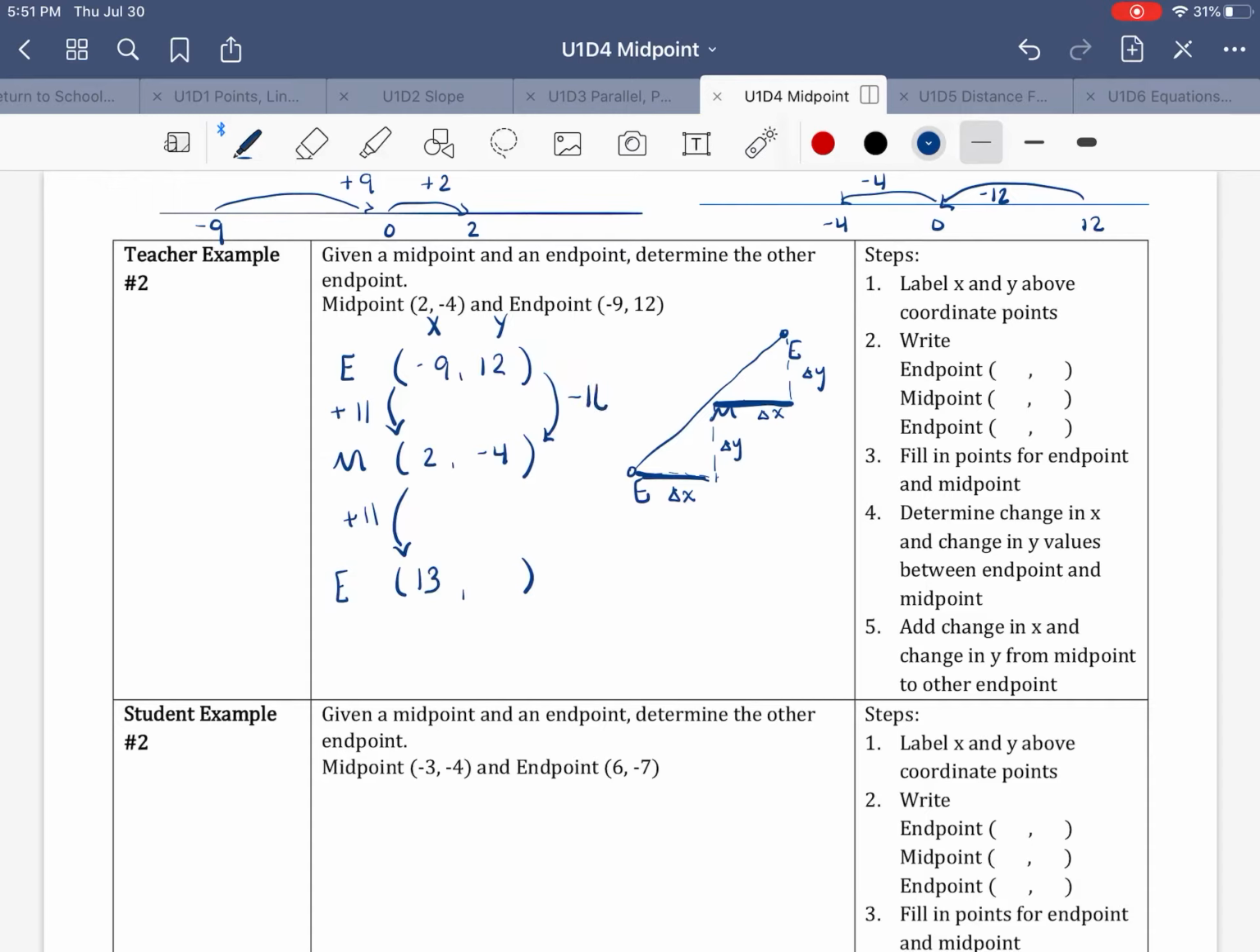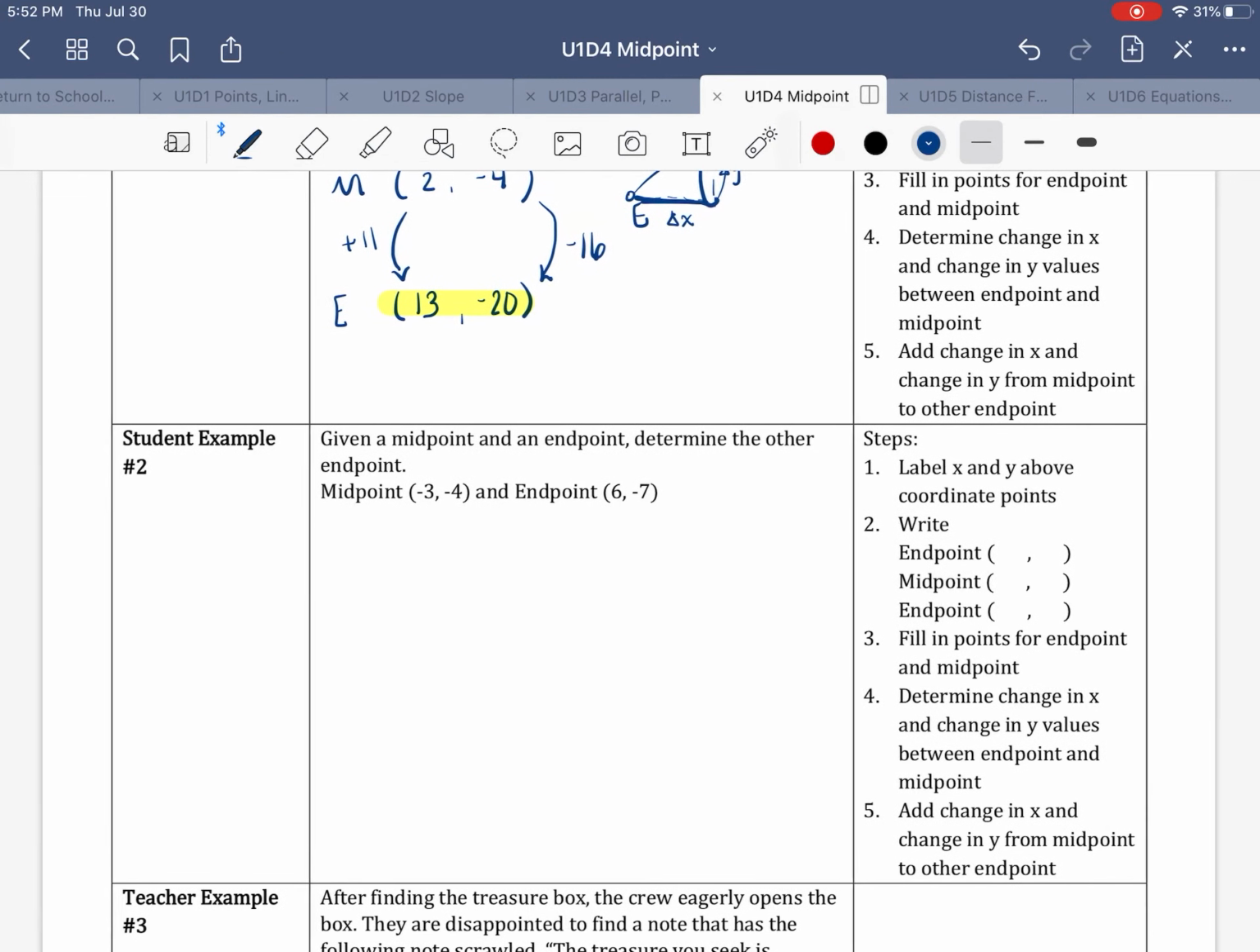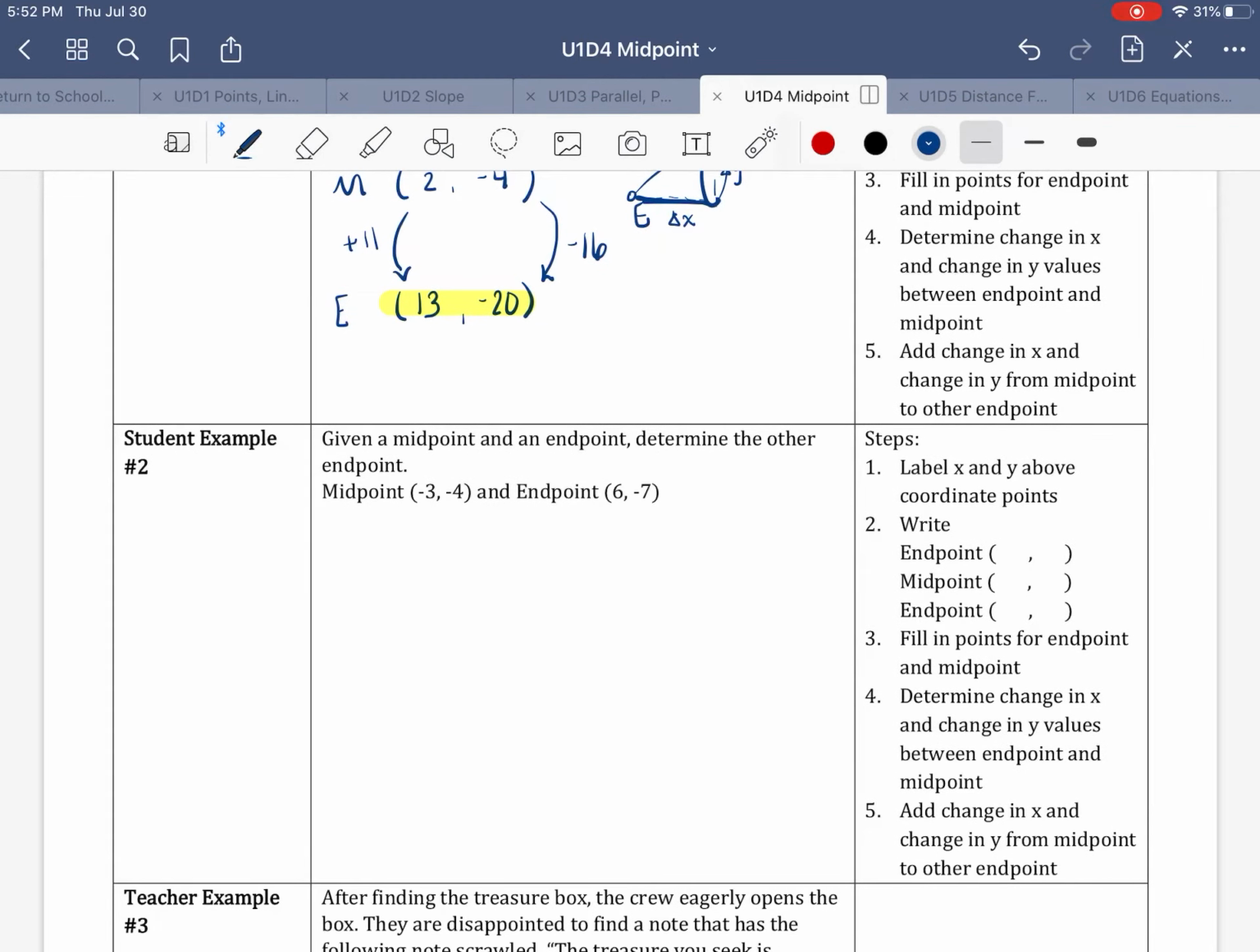So put those together, we get -16, and again, we're going to apply that same change in y here, -16. So -4 minus 16 gets us to -20. That tells us that our endpoint is 13, -20. Try your student example number 2 on your own.